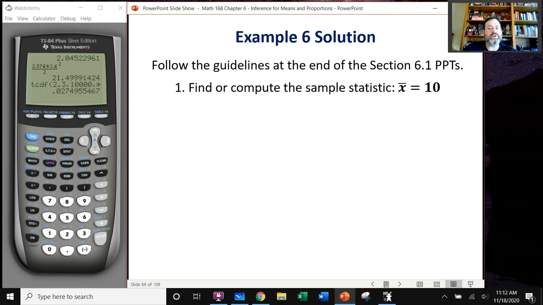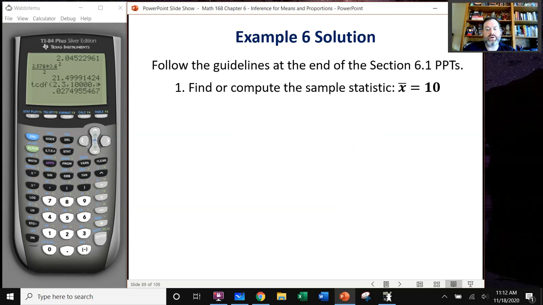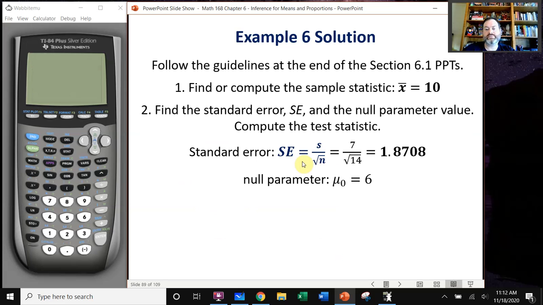Next thing you want to compute is the standard error, right? So we're going to compute the standard error and the null parameter value, and then the test statistic. So the standard error using the formula is s over square root n. 7 over radical 14 is 1.8708. And of course, we need the null parameter. The null parameter is given here, right? It's the number in the null hypothesis, so it's 6.